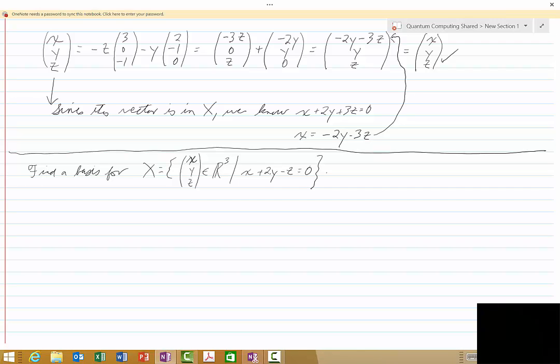Okay. So what I would do here is, again, I want to pick V1 and V2. And as usual, I'll try to pick them in such a way that some components are zero. So I'll pick V1 equal to 1, 0, 1. And I'll pick V2 equal to 0, 1, 2. Now, clearly, V1 satisfies this condition. V2 satisfies this condition. So V1 and V2 are clearly in X, and neither is a multiple of the other.